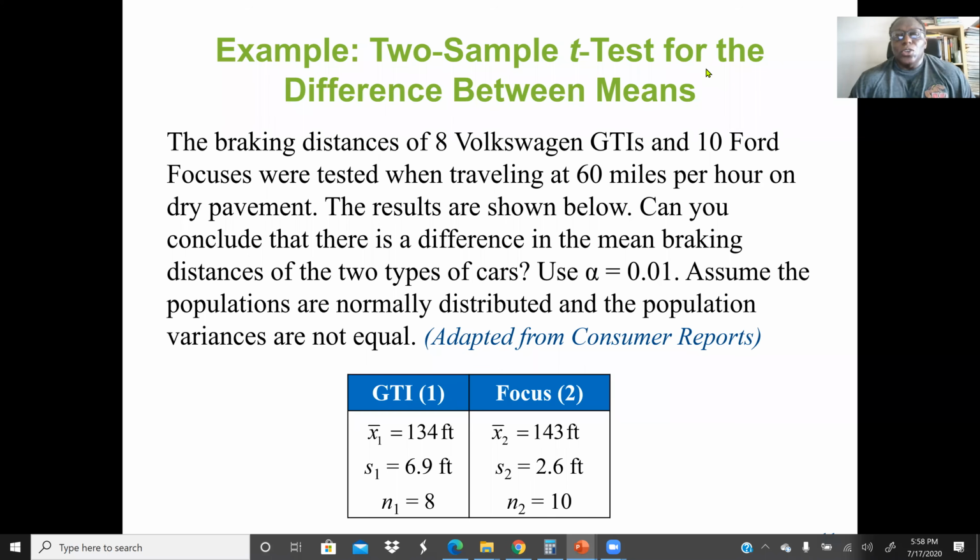Okay, so this is a very good example to help us get the whole concept together. We saw our two samples here, either GTI or Focus. We have the sample mean for each, the standard deviation for each sample, and the sample sizes are less than 30. So this means we have to use the t distribution. How to find the degree of freedom would depend again on whether the variances are the same. Here we can see that the variances are not the same.